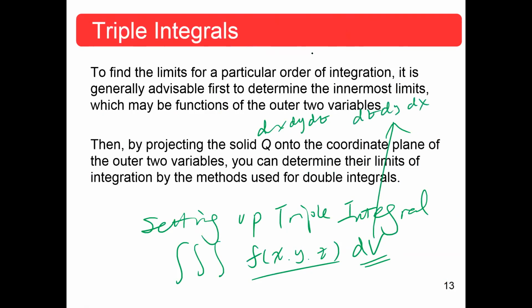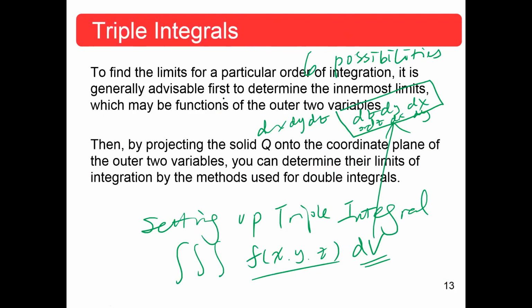There are 6 possibilities, based on how you arrange x, y, z. If it's a z simple region, then a lot of times you go dz, dy, dx, or dz, dx, dy. So the question is, which one should we be looking at? Our topic next is how to figure out the order of dz, dy, dx, or dz, dx, dy based on the region you're given.